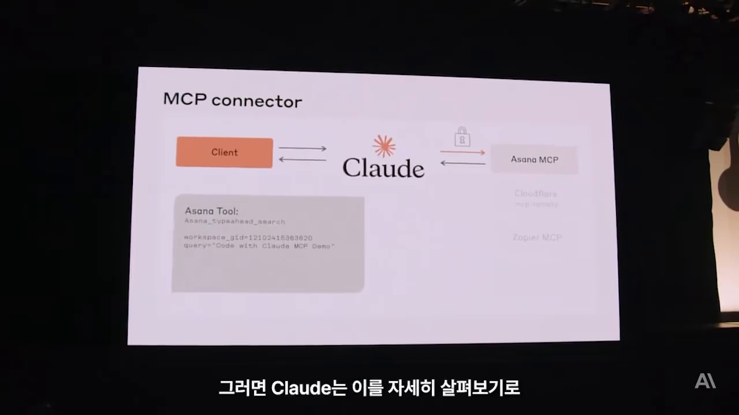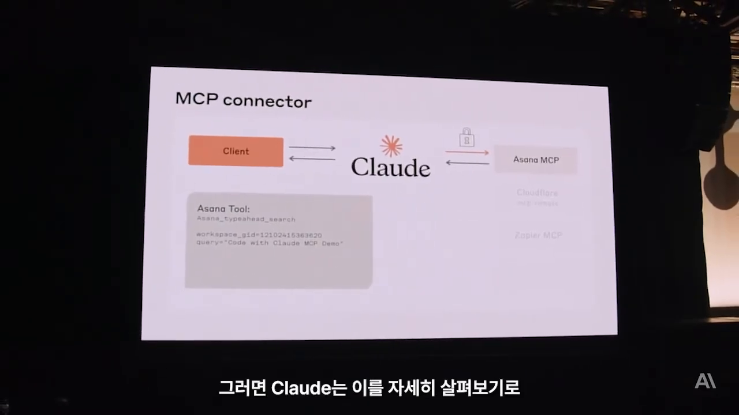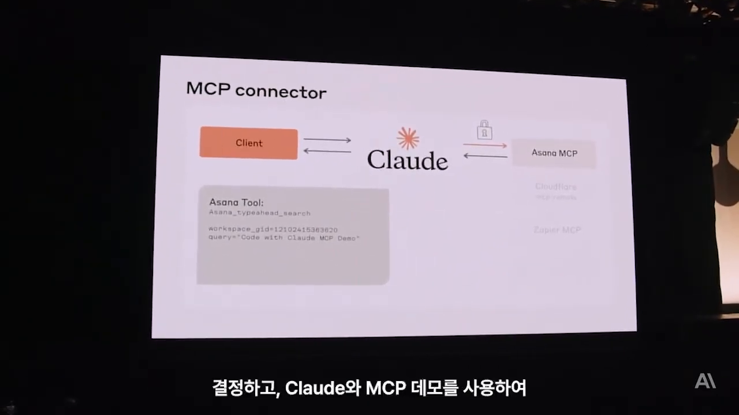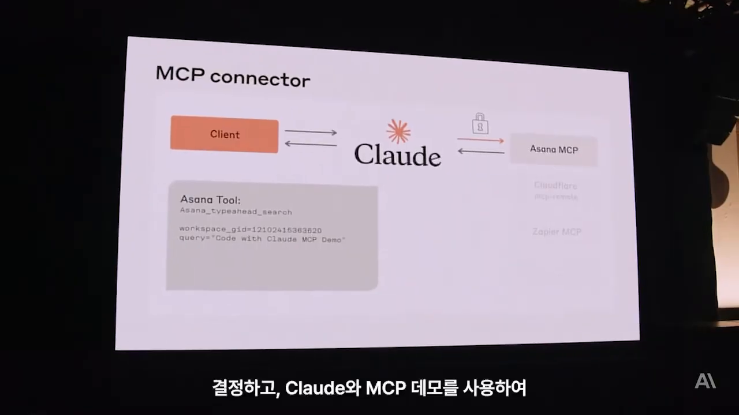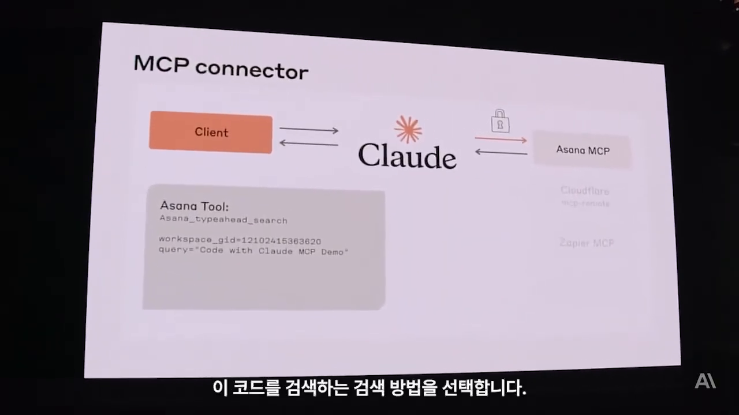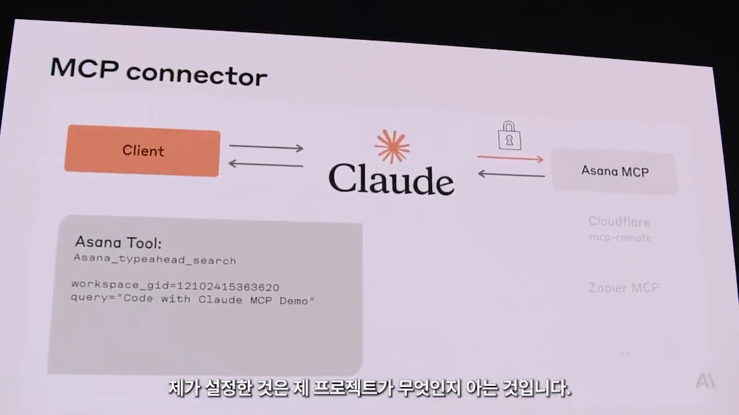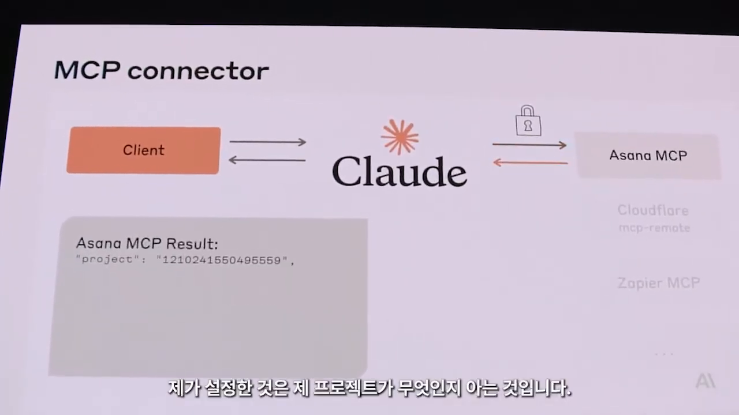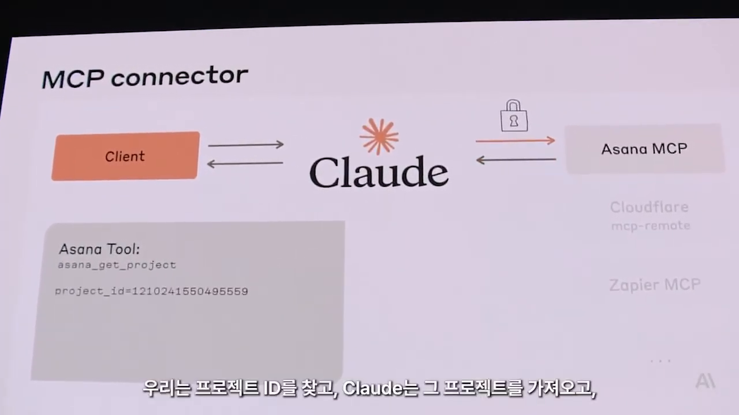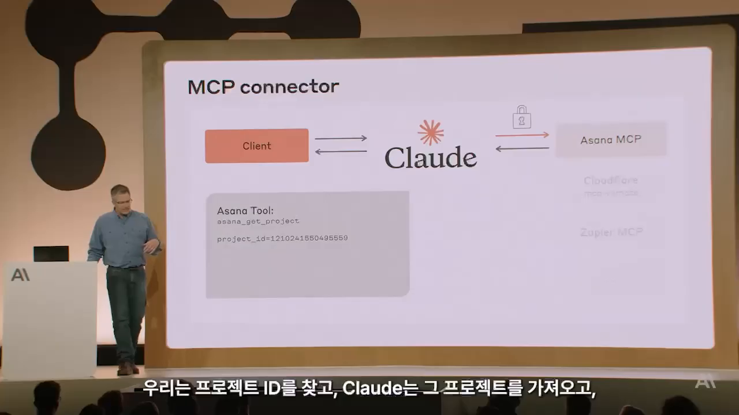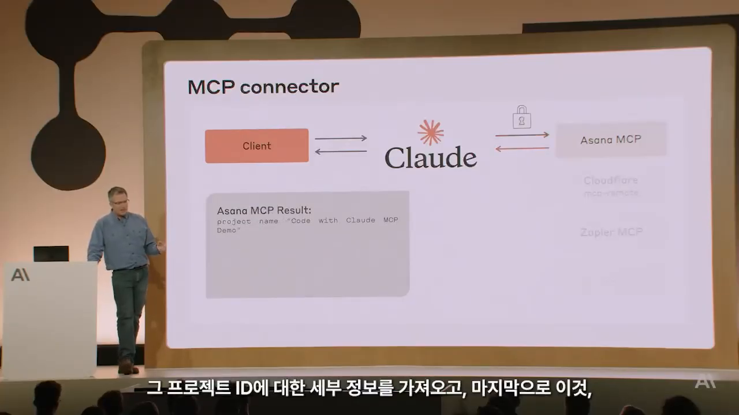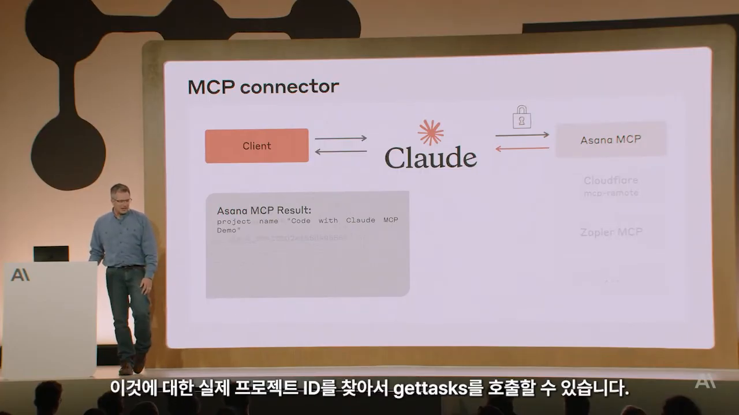And we say, okay, this is the workspace that user has. Claude then decides to drill in. It picks this search method to search for this project, Code with Claude MCP demo. That's one I set up in context as knowing what my project is. We find the project ID. Claude gets details about that project ID, finally finds the actual project ID for this, and it can call get tasks.